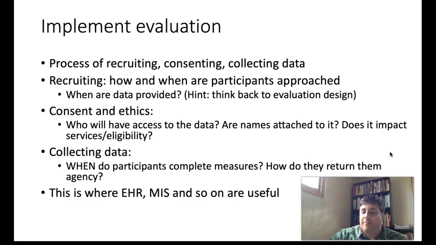When are participants completing measures? Are they doing it in the waiting room, before or after? Are you mailing it to them, emailing it to them? This is where things like electronic health records and information management systems, they sometimes call them MISs, are kind of useful, but there's a lot of agencies that just don't have these things built. They take time, and they take resources.